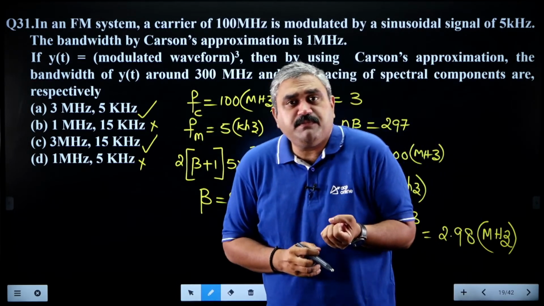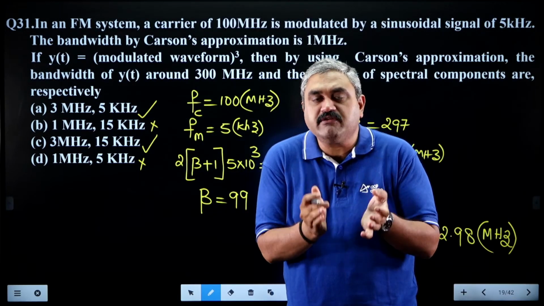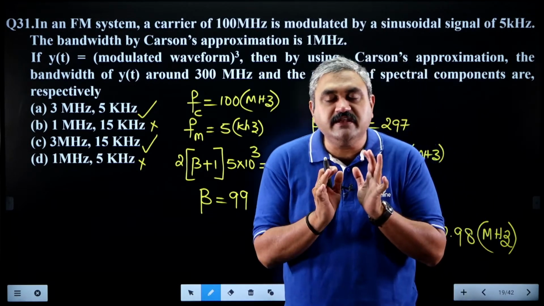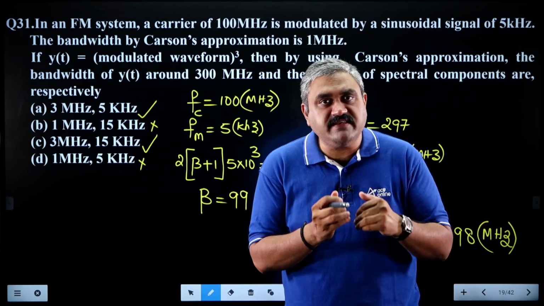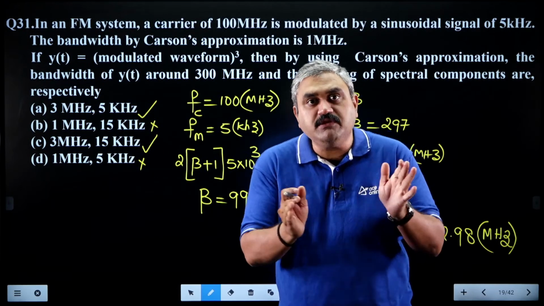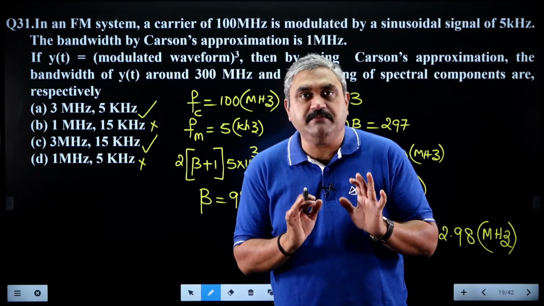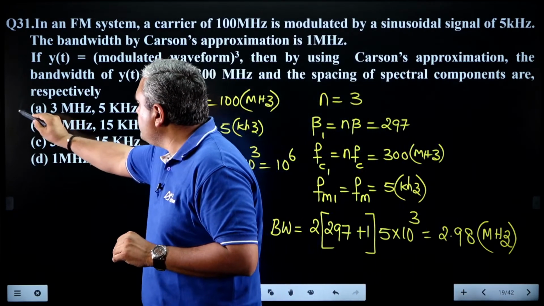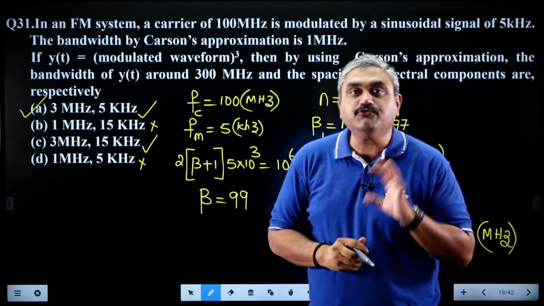Now what will be the spacing between the spectral components? All the spectral components in your wideband FM spectrum will be separated by the frequency of your message signal, that is nothing but fm. Whether you take the carrier frequency as fc or the new carrier frequency, which is n times fc, the spacing between the spectral components does not change because your fm remains the same. So that means it will be 5 kilohertz. So your correct choice would be option A. This is how you have to solve this model of questions.